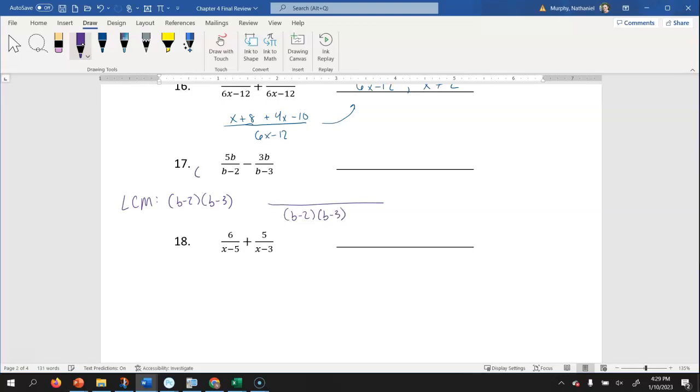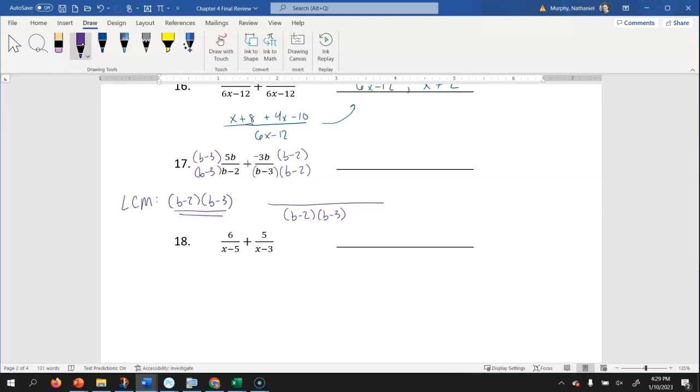So for this first fraction, what are we missing? We're missing b minus 3. So we're going to multiply that first fraction by b minus 3 because we already have the b minus 2. For the next fraction, we'll change this to be plus a negative 3b, but we already have the b minus 3. So what am I missing? I'm missing b minus 2. So we're going to multiply the top and bottom by b minus 2.